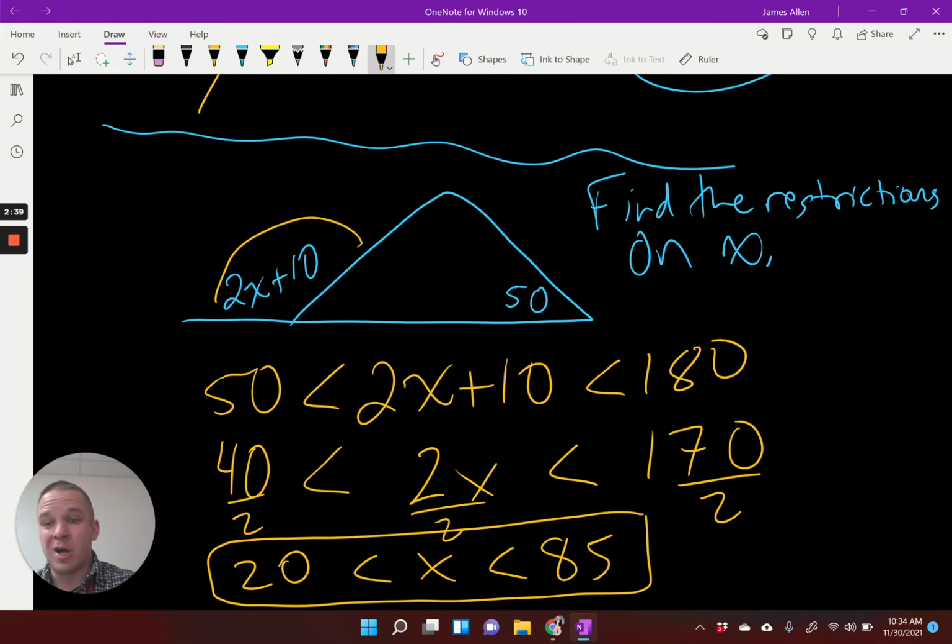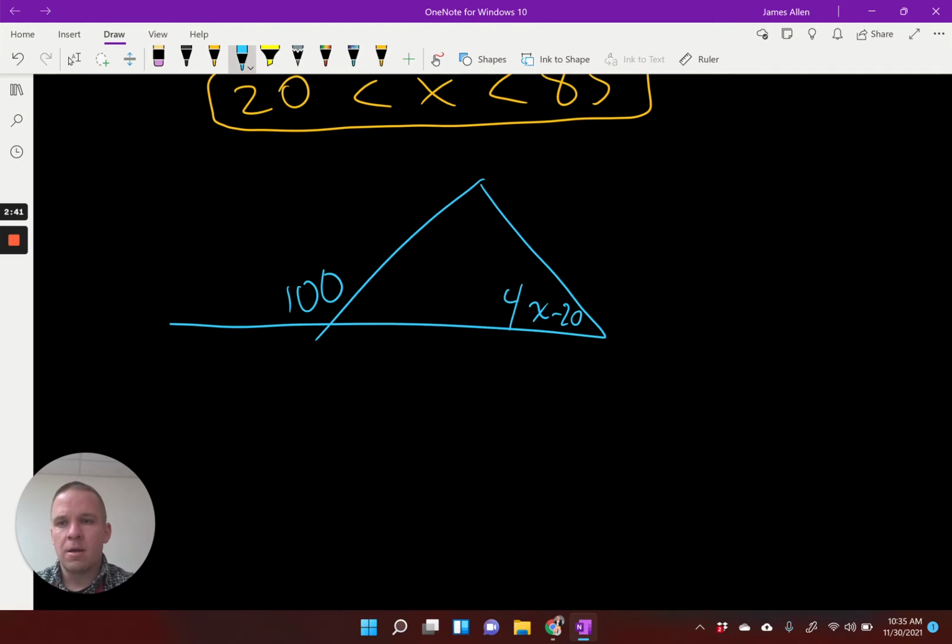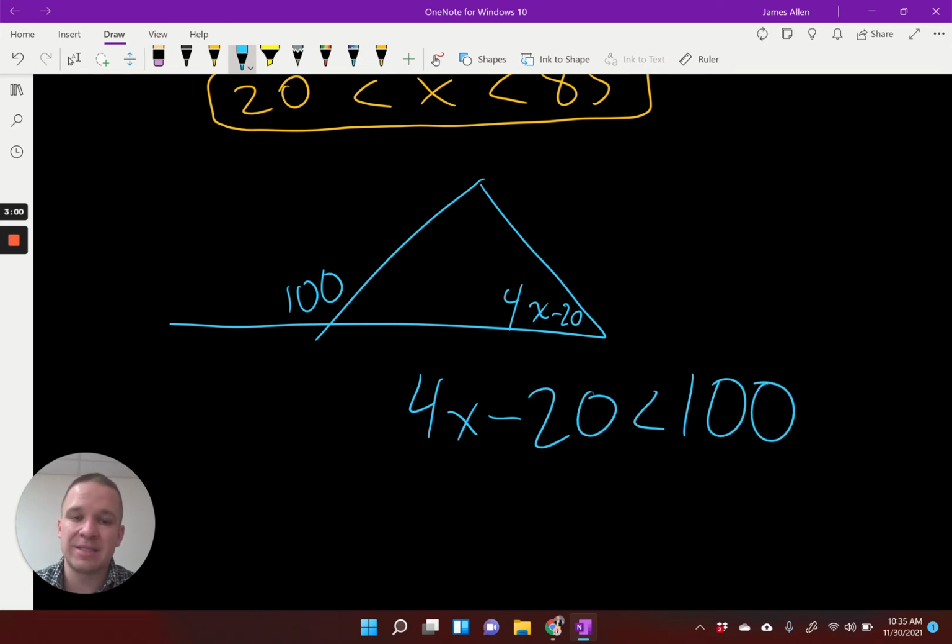Cool. Awesome. Let me drop another one with the other scenario. So let's say our exterior angle here is 100. The remote interior is 4x minus 20 degrees. Well, I know that in this scenario, the 100 is going to be bigger. So my upper bound, if you will, is 100. So that's got to be less than 100. We can't get too small, so it's got to be greater than 0. Sloppy greater than sign. Let me slow down here.